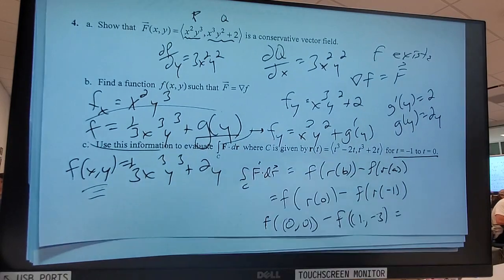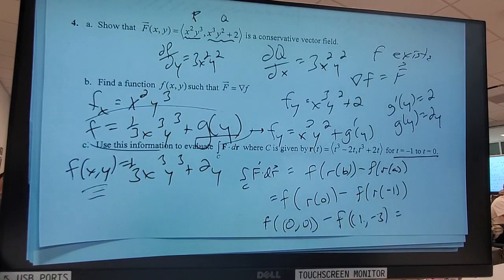0. Let me stop for a minute. This is the other thing that has another layer to it. Our functions have points for inputs. So r of 0 is a point. What point does that vector point to when t is 0? It points at 0, 0. What point does that vector point to when t is negative 1? 1, negative 3.